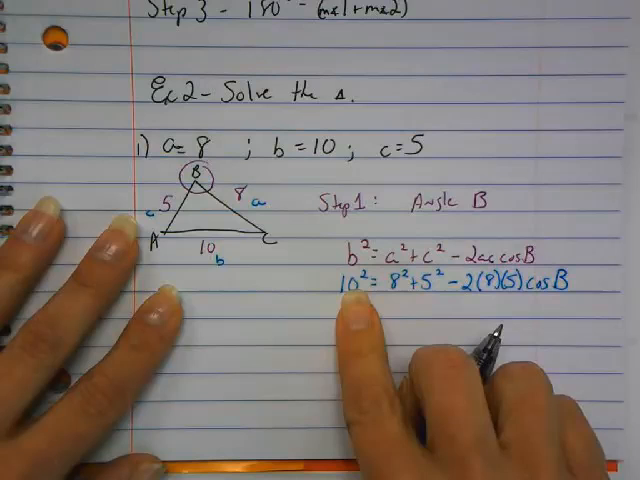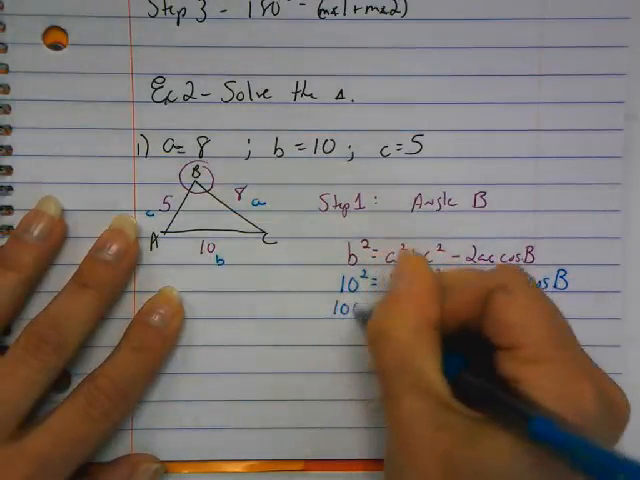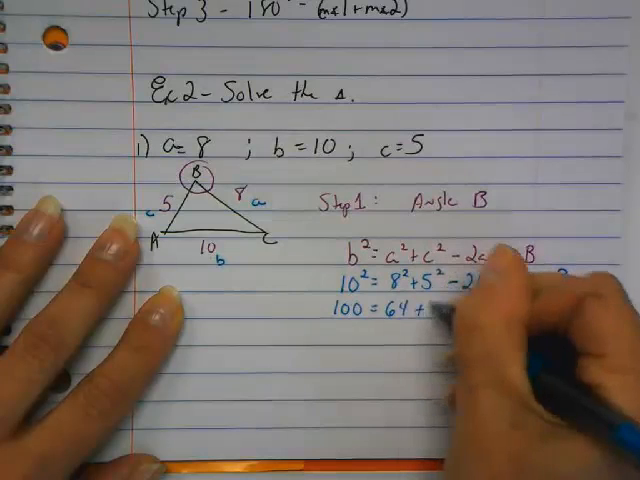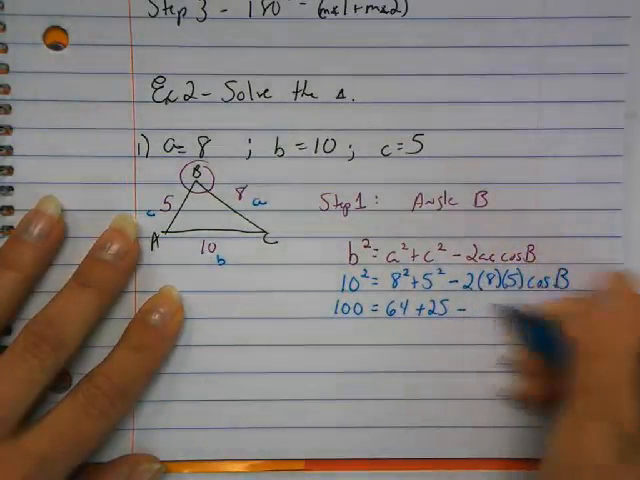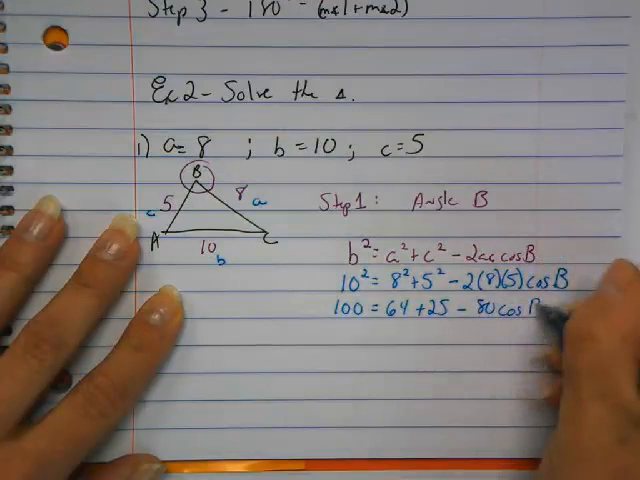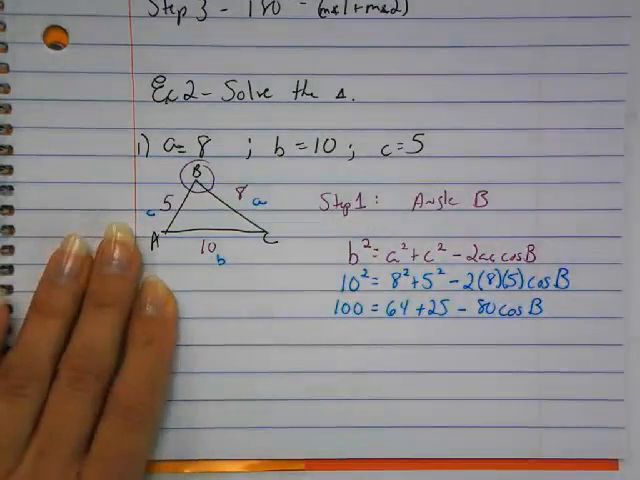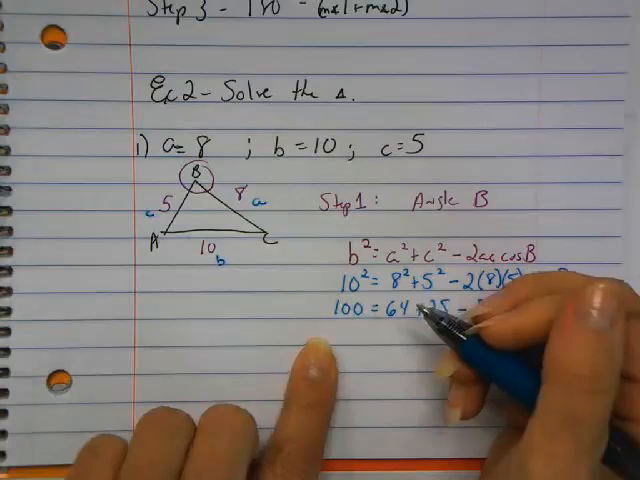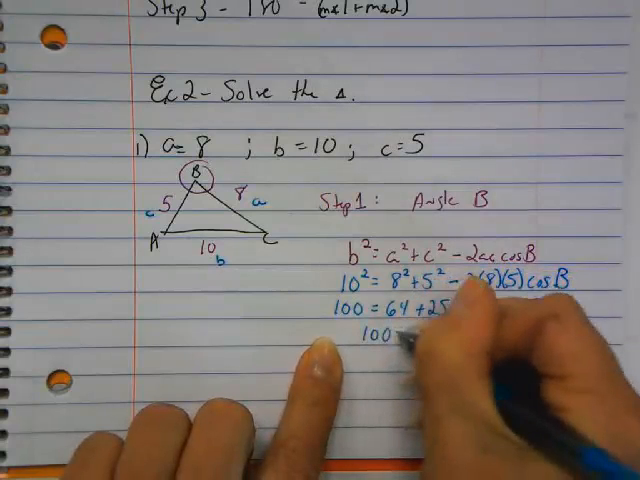How do you find cosine of B? Well, first we isolate it, so I'm going to divide by negative 80. So grab your calculator. 11 divided by negative 80 is negative 0.1375 is equal to cosine of B.